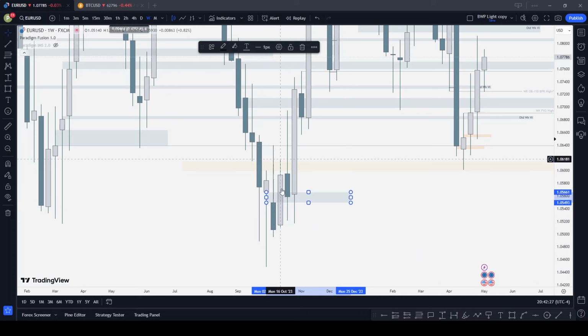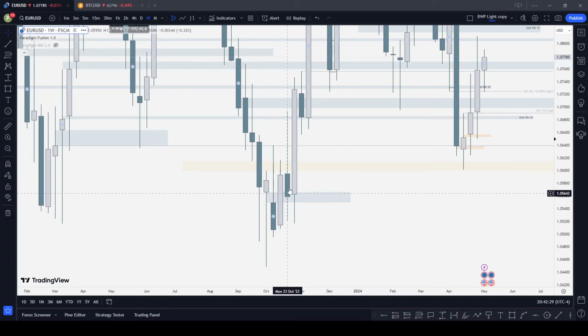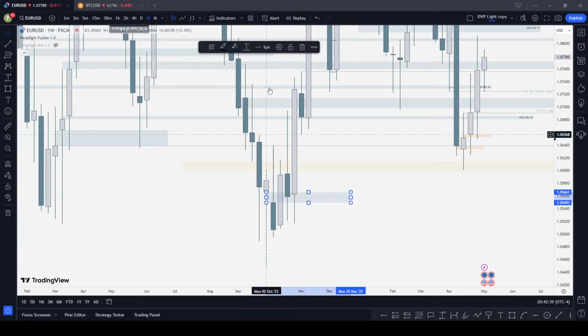Close above here. This is the first return into it. Anything below this area, you are going to be looking for a long. This is the first return to here. So anything below here, you are going to be looking for a long, right?